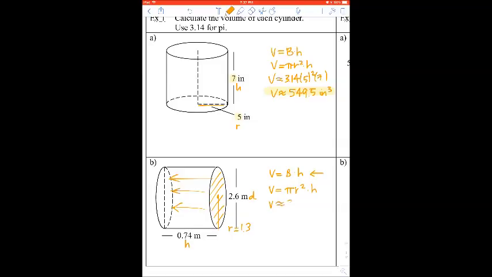And the directions told us to plug in the 3.14 for pi. We have 1.3 is our radius, and we have 0.74 is our height. And so if you multiply all of those together, we get a very small volume of 3.93. And then looking at our units, we have meters, and that's going to be cubic meters.